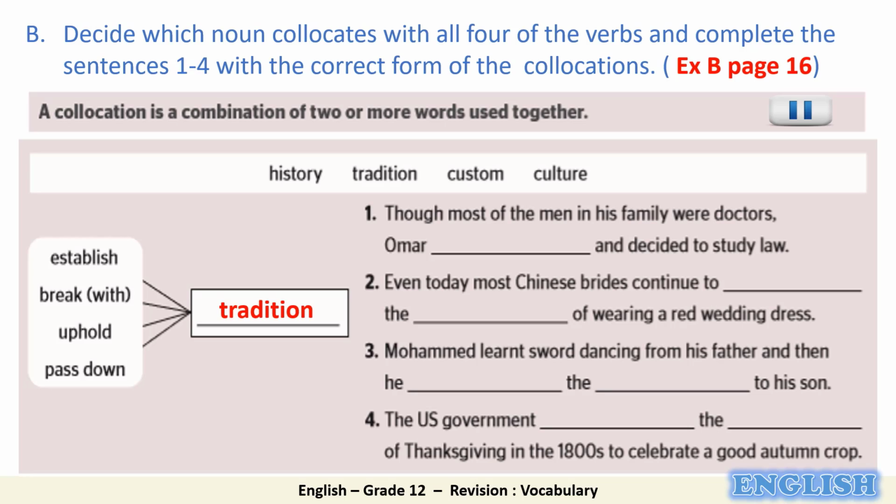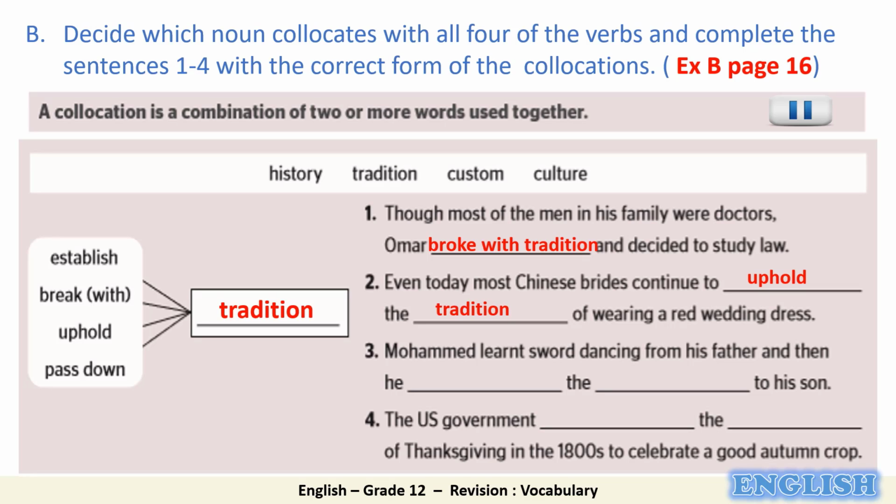Now let's correct. Number 1. Though most of the men in his family were doctors, Omar decided to study law. The collocation that best fits in the gap is broke with tradition. Very good. Please notice that the sentence is in the past, so the verb break should be in the past too. Number 2. Even today, most Chinese brides continue to uphold the tradition of wearing a red wedding dress. This means that this tradition is still supported by the Chinese people. Very good.